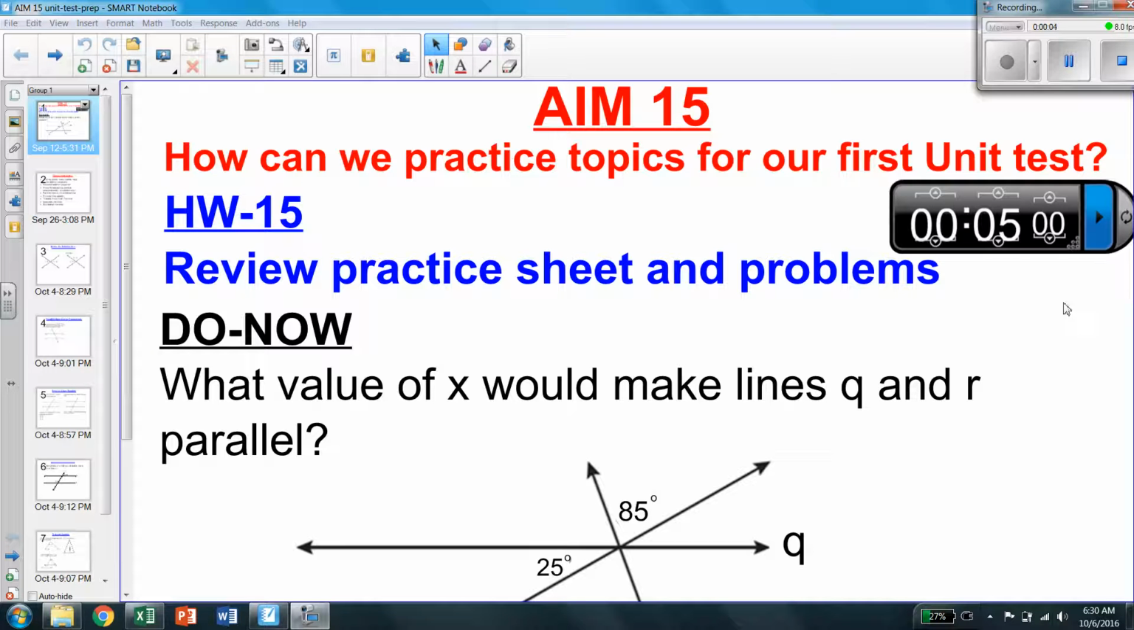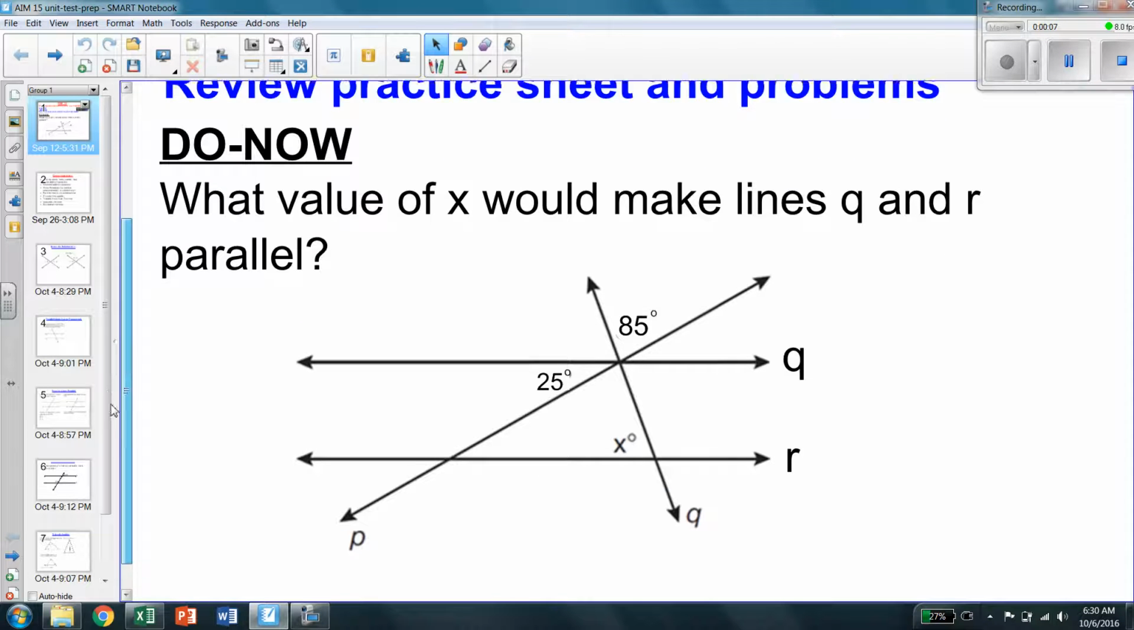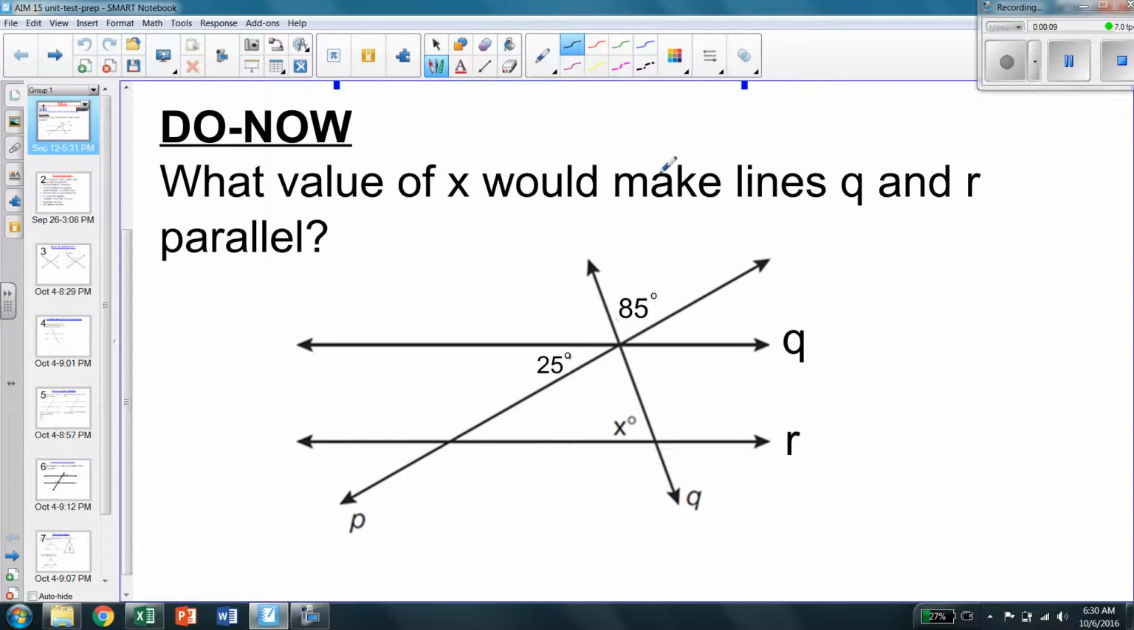Today we're going to be looking at topics from Unit 1. So starting with today's do now, what value of x would make lines Q and R parallel? Right now Q and R look like they're parallel, but again, that's never enough to say that they are and treat them as parallel lines. We need some sort of relationship to prove that they are parallel.